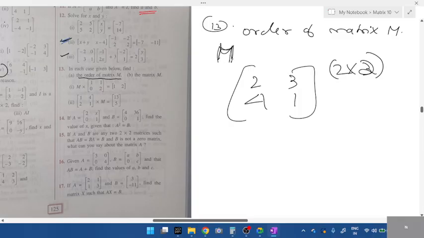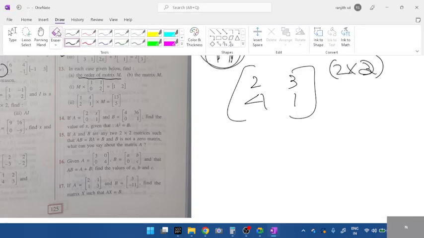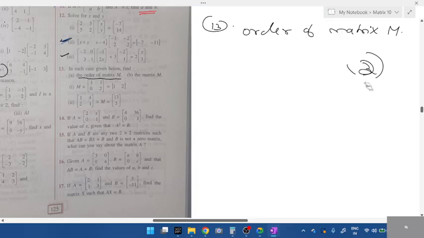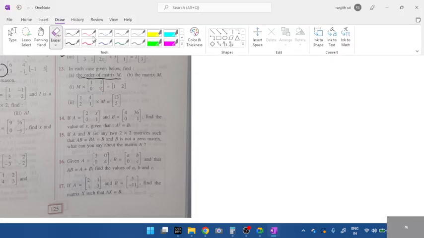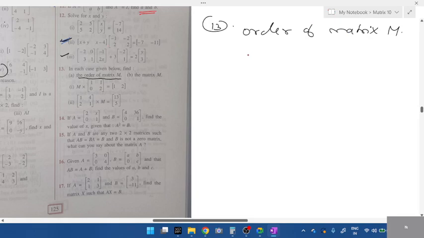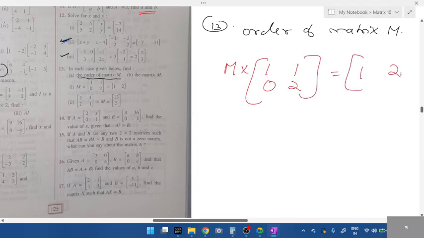If the value is not given, students, is it possible to find the order? If there is no value for M, nothing is given, we can't find matrix M. So I'll tell you how to find matrix M. This is just like a two-liner sentence that you have to write for this. Let me write the question. M into [1 0; 0 2] is equal to [1 2].